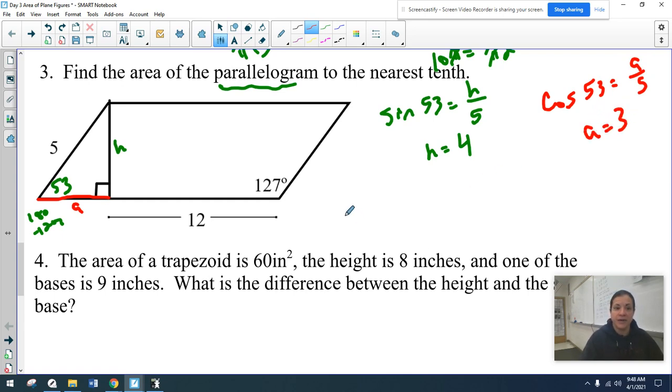So now I can do the area of my parallelogram. My base is 15 because it's 12 and 3. And my height I just found as 4. Okay, so this will just give me 60 units squared.